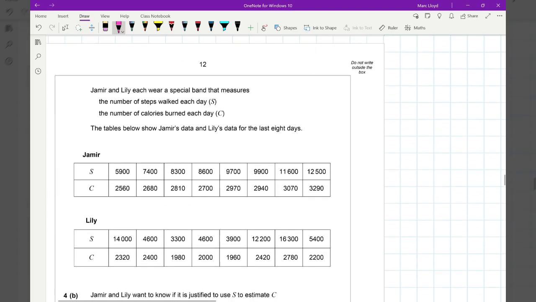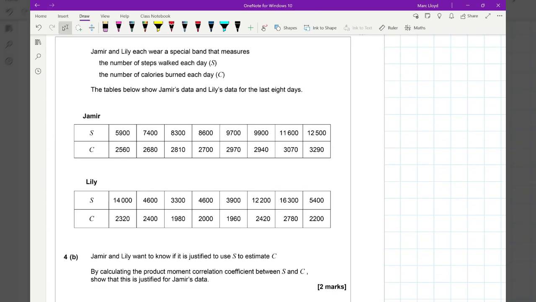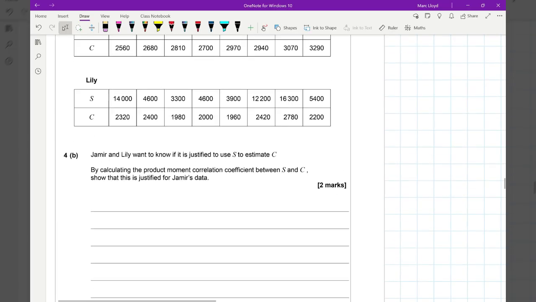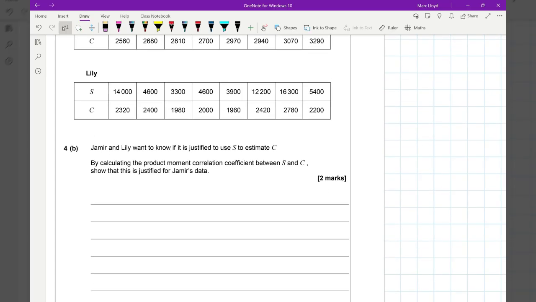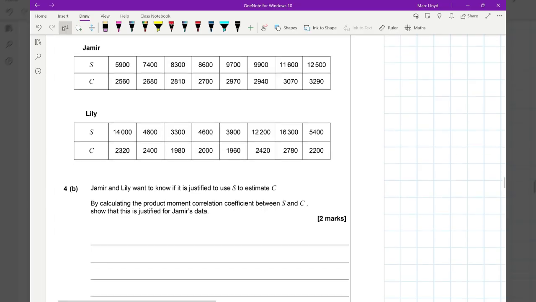Okay, let's stay in pink for this next bit. Jamir and Lily each wear a special band that measures the number of steps walked each day and the number of calories burned each day. The table below shows Jamir's data and Lily's data for the last 8 days. Jamir and Lily want to know if it's justified to use S to estimate C. By calculating the product moment correlation coefficient between S and C, show that it is justified for Jamir's data.